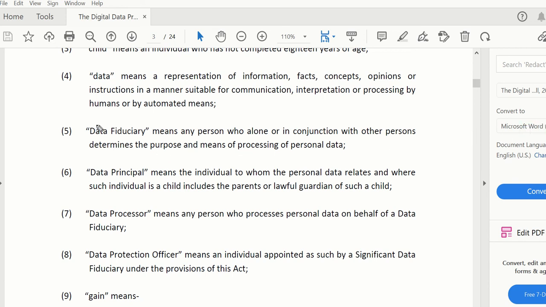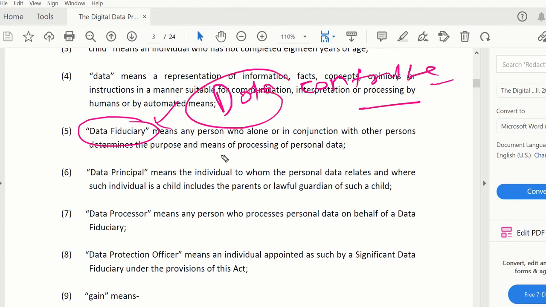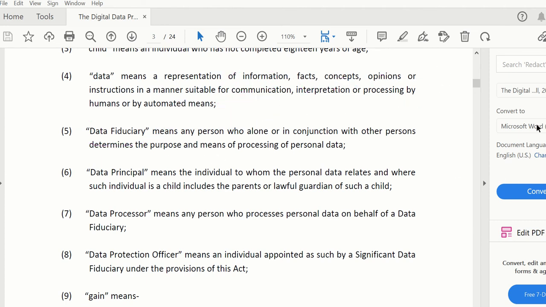Now they have introduced this term, data fiduciary. This is the same as in the GDPR, where we call it the data controller. So this is the same term that this bill is talking about. The data protection officer is an individual appointed by the organization, the significant data fiduciary, under the provision of the act. The data protection officer should be appointed by the data controller.